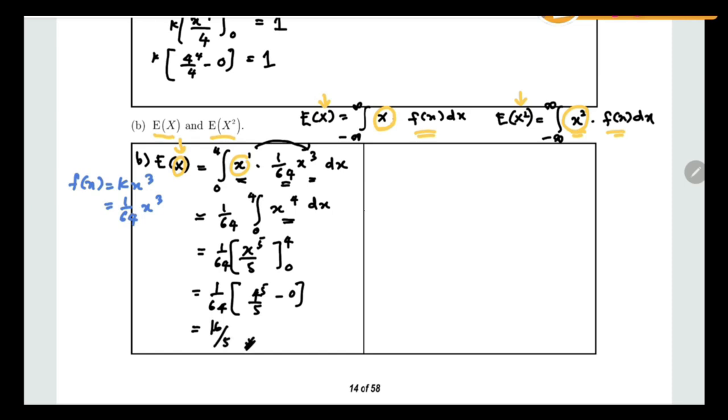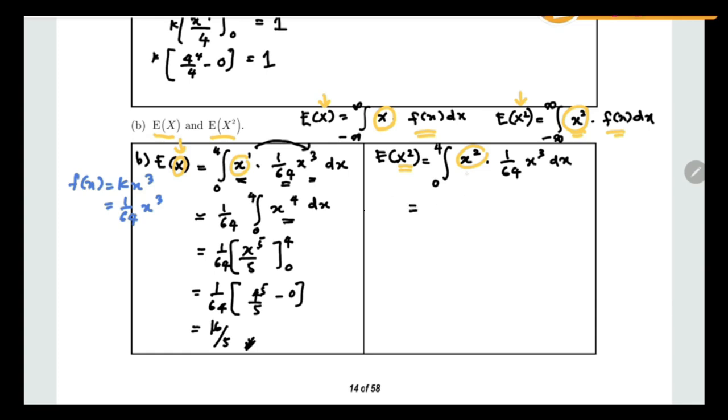Then we proceed with the expected value of x squared. To find the expected value of x squared, we have to integrate from the lowest limit, which is 0, to the uppermost limit, which is 4. We have to remember that we multiply x squared with the given function, which is 1 over 64 of x cubed dx. Just remember x squared when we find the expected value of x squared.